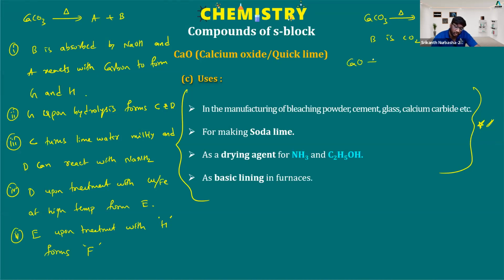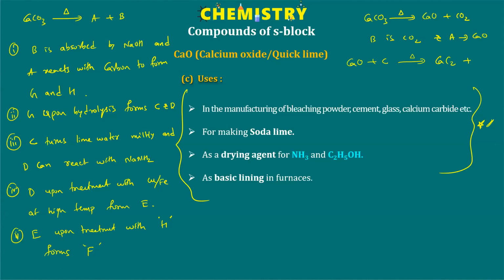Now A is CaO. CaO reacts with carbon to form what? CaC2 and carbon monoxide. Yes or no? CaO plus 3C forms CaC2 plus CO. So what are G and H? These are G and H.